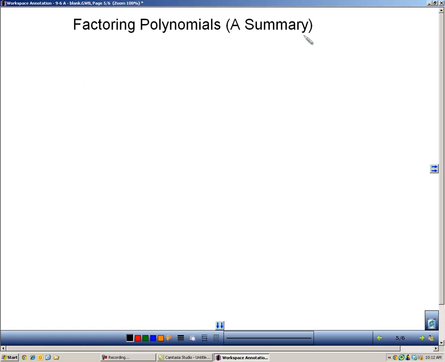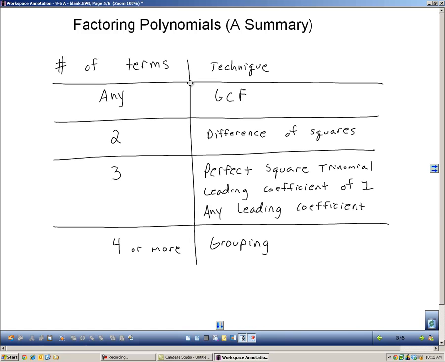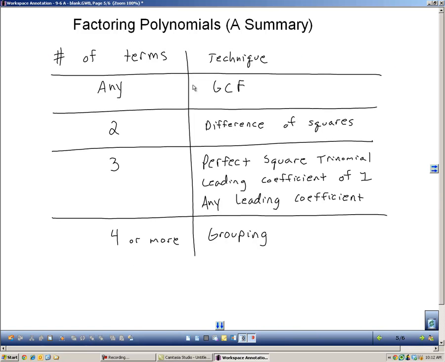Now that we've learned all the different kinds of factoring that we can, this page is going to be about a summary of all the different kinds of factoring of polynomials. And here's your summary. It's based on the number of terms. You always want to look at the number of terms that you have, and that will tell you what kind of factoring you should apply.